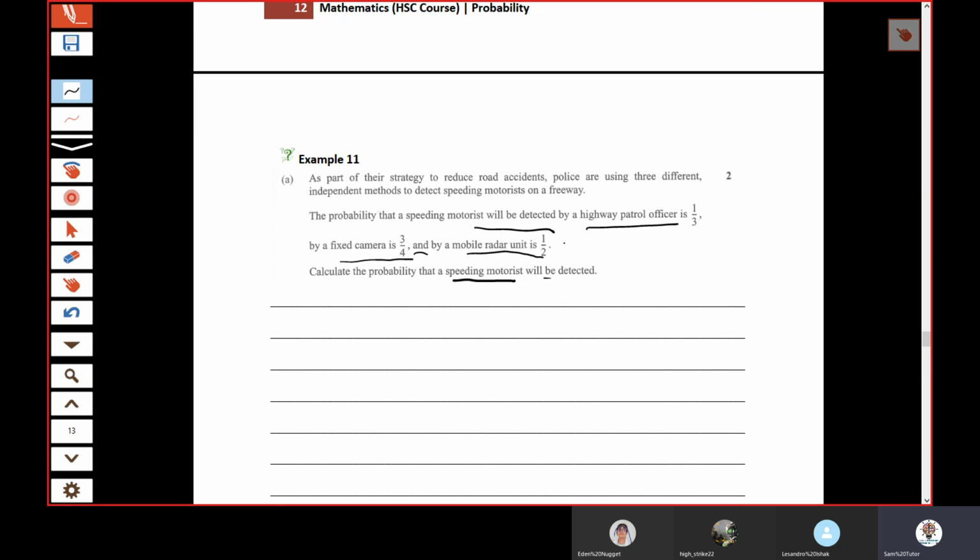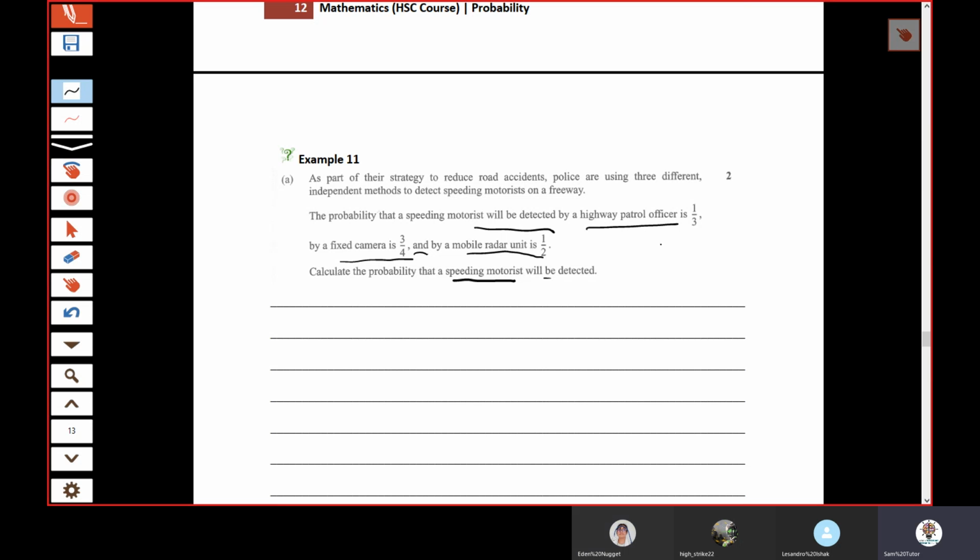See, because they could get detected by a highway patrol officer and the fixed camera at the same time. Okay. Does that make sense? Yeah. And plus, there's overlap, because if I add these, 1/2 plus 3/4 plus 1/3, you know it's greater than 1. Does that make sense?